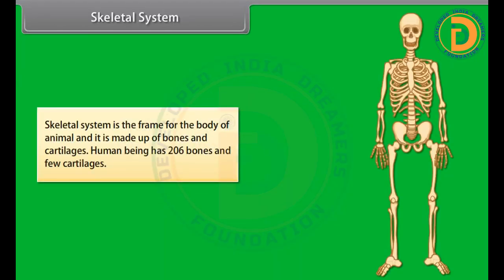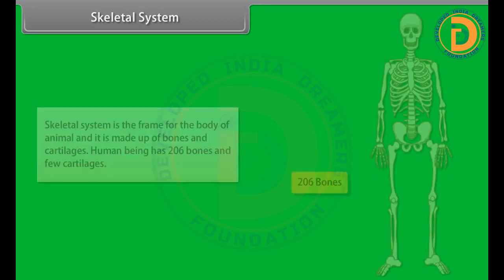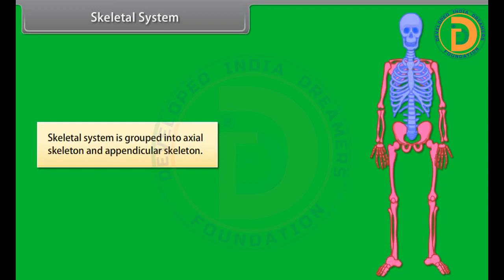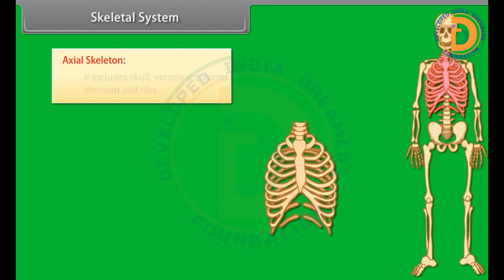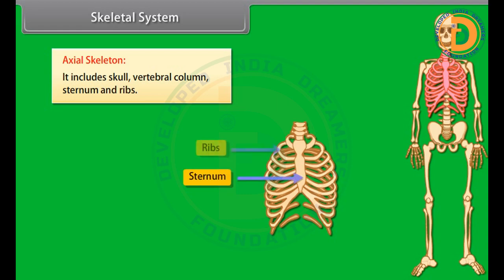Skeletal system. The skeletal system is the frame for the body of an animal, and it is made up of bones and cartilages. Human beings have 206 bones and a few cartilages. The skeletal system is grouped into axial skeleton and appendicular skeleton. Axial skeleton. It includes the skull, vertebral column, sternum and ribs.